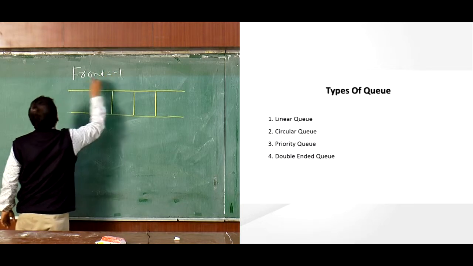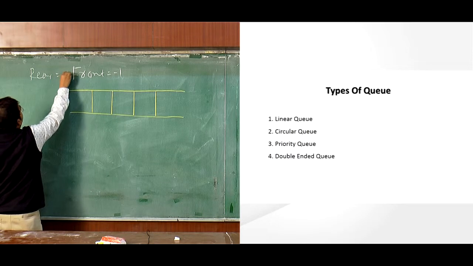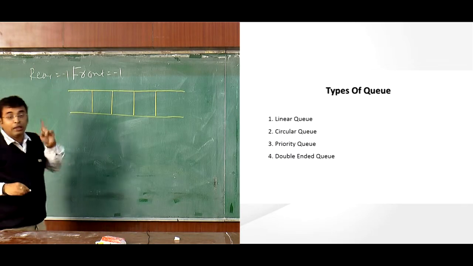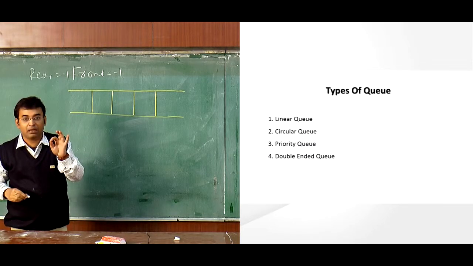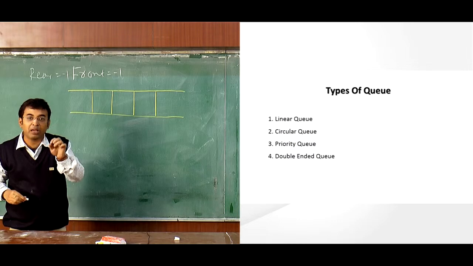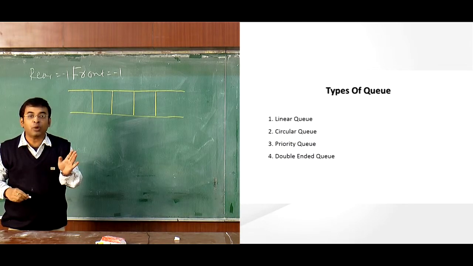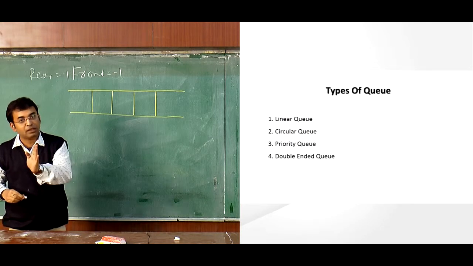Front is -1 and rear is also -1 initially. Once again I repeat, why have I taken -1? Because, if you have a 0th element, that means there is one element in the queue. And that is why no element means -1, and then 0.